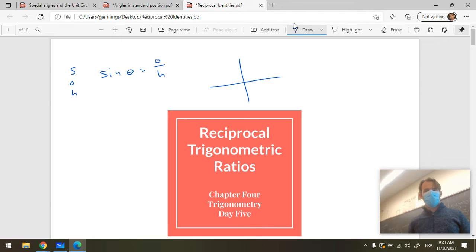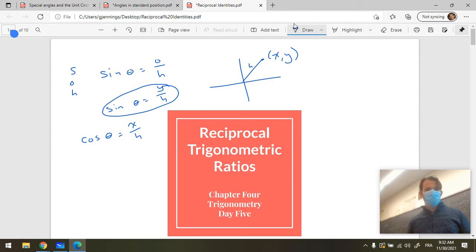So if I have an angle here drawn in standard position with some endpoint xy, and this is h, sine theta here would be, my opposite would be the y value, so that would be y over h is sine theta. Okay, and then we also have cosine theta, which is CAH, so this is adjacent over hypotenuse. That would be the x value over the hypotenuse. And then tan theta is opposite over adjacent, or y over x. So these are my primary trigonometric ratios.